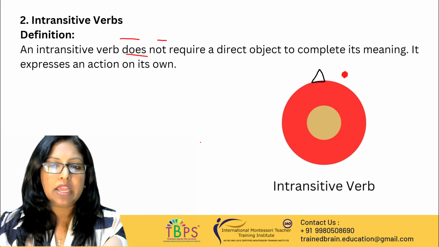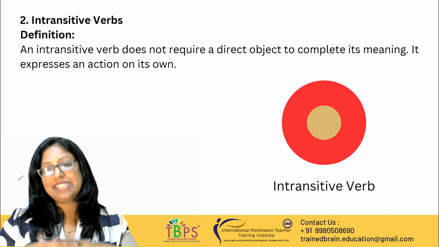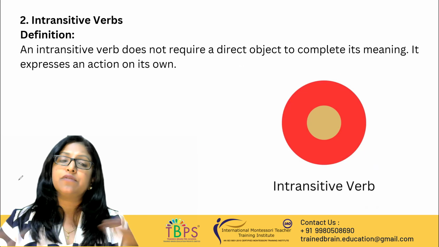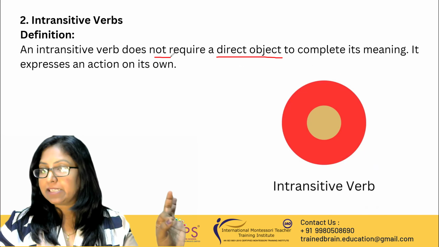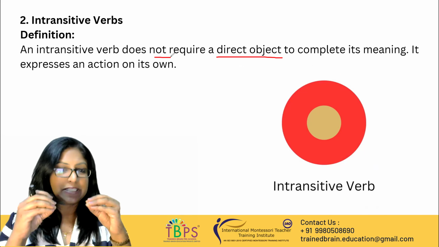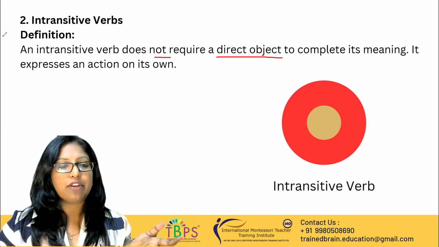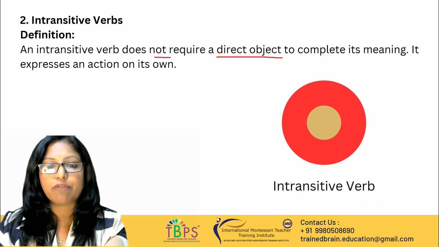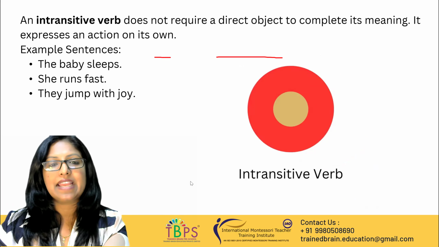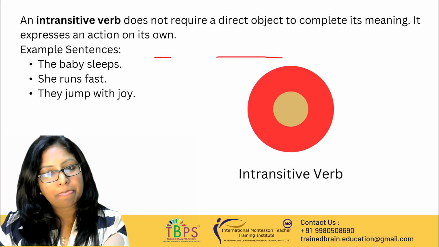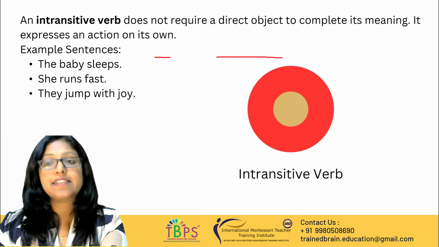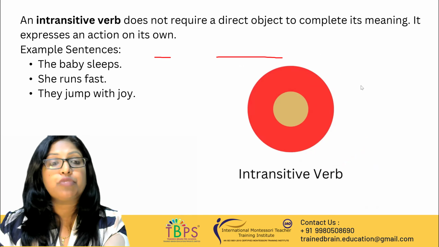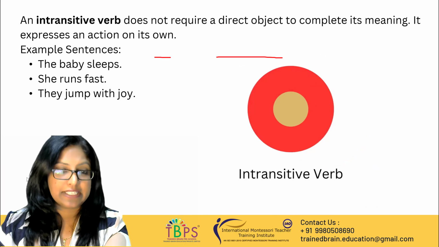Now here, when it comes down to the intransitive verb, that's the second version. So intransitive verbs will not need any direct object. They don't need one. They complete their meaning just on their own. Okay. So what kind of exercises can we actually take up for this? For example, if I have the baby sleeps. Is there any object that is linked to the sentence? No. Is the sentence complete? Yes. So sleeps is transitive or intransitive?